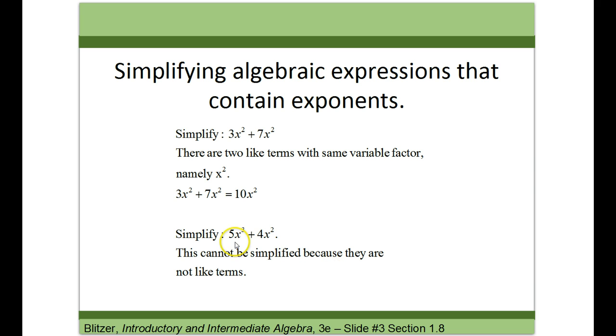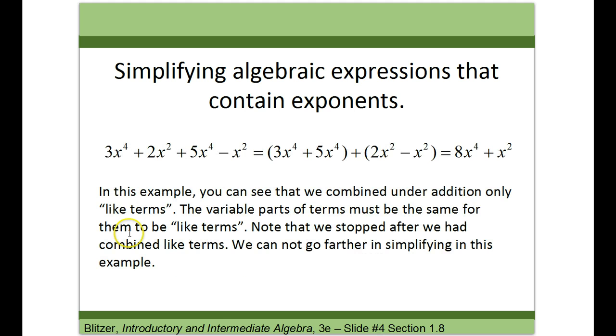In this alternative example here, we have 5x cubed, or 5x to the third, plus 4x squared, or 4x to the second. This cannot be simplified any further because here we do not have like terms. X to the third is not the same variable factor as x squared. They are different. So we're not able to add these two things together because they are not like terms.